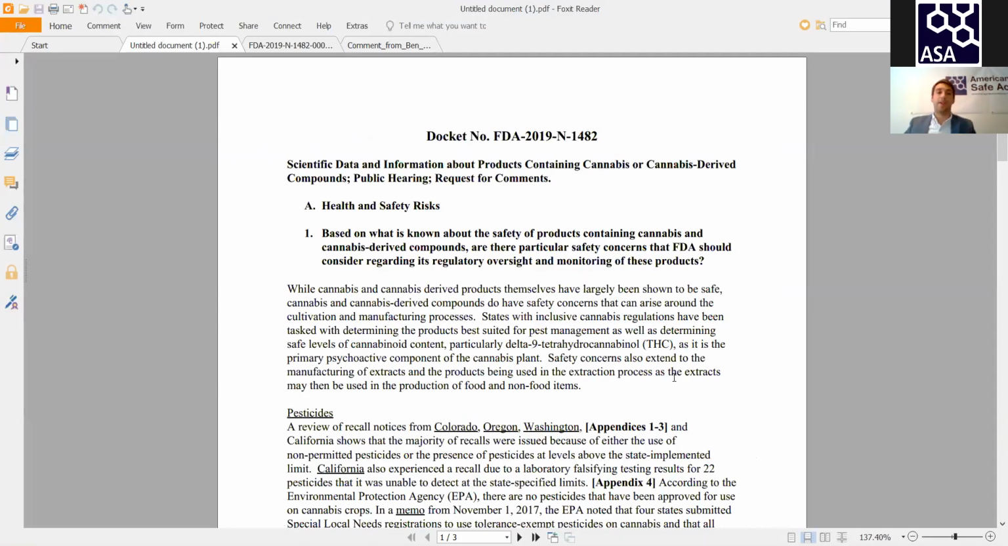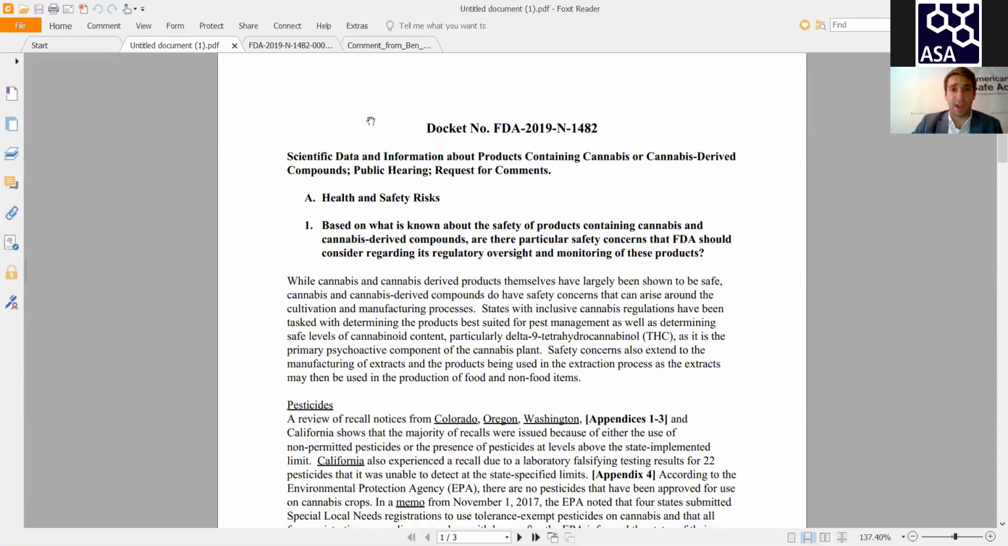There we go. Great. So this is a sample of the comments we're going to be submitting. As you can see at the top right here, we included that docket number as well as the full name of the notice, the scientific data and information about products containing cannabis, cannabis-derived compounds, public hearing, request for comments. So the way we've set our comments up, we start with the main category, first health and safety risks, and then we say which question of the FDA we're addressing.